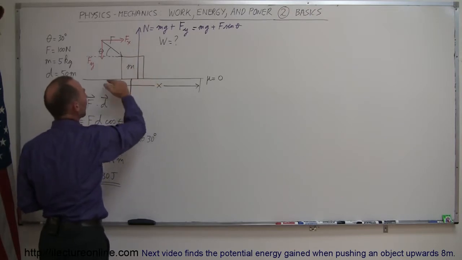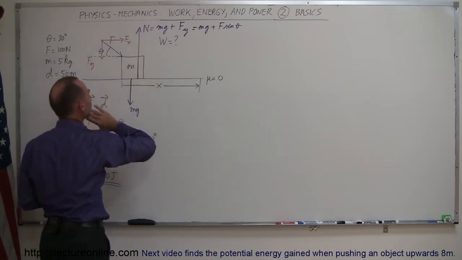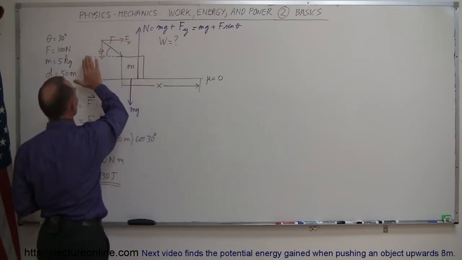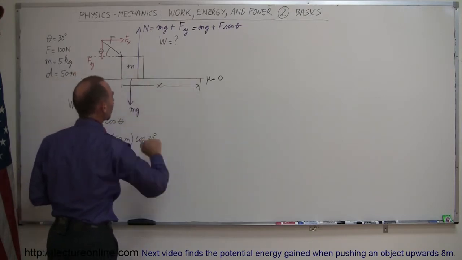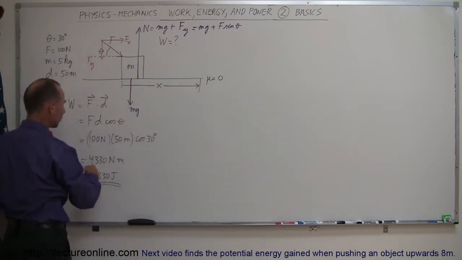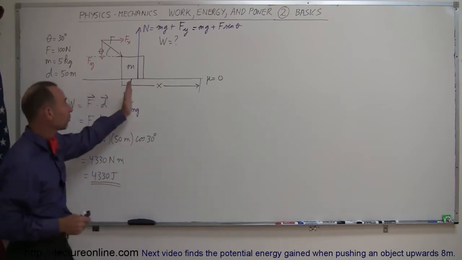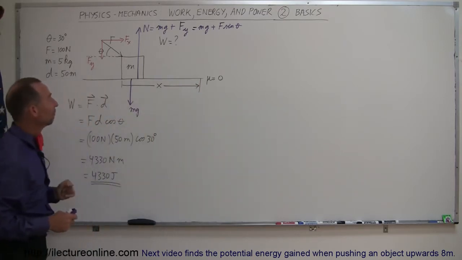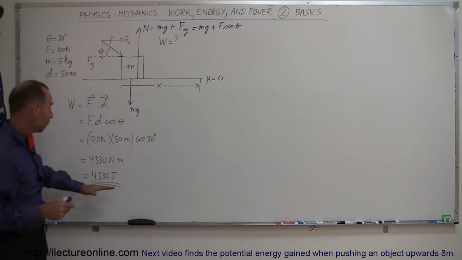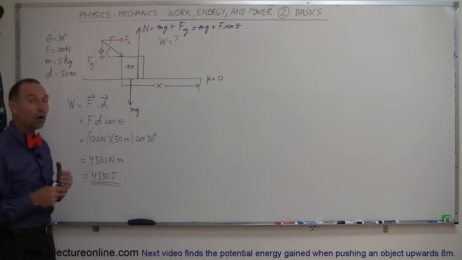All right, but notice if there's no friction here, friction is 0, that means that this normal component does not give you any friction force, which means that the entire work done is simply used to give the block energy. All of the 4,330 joules were given to the block in terms of energy. So when the block has reached a distance of 50 meters, the block will now have 4,330 joules of energy.